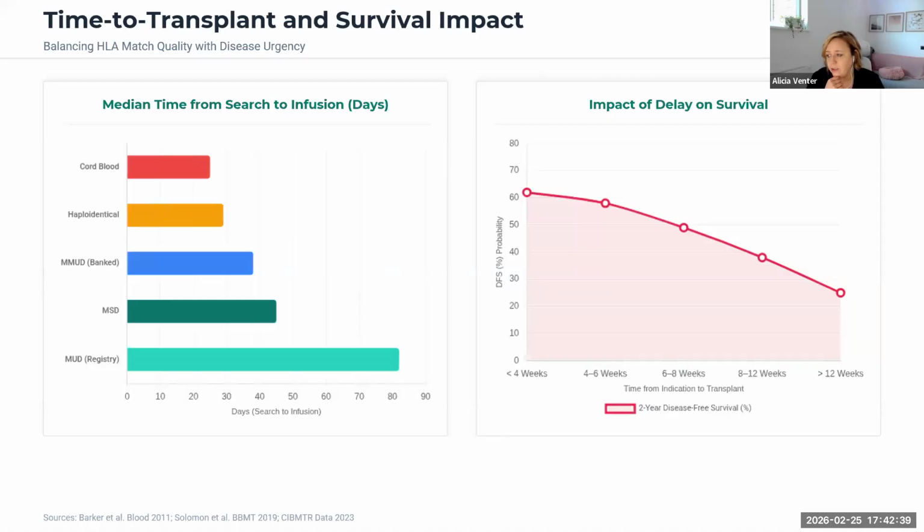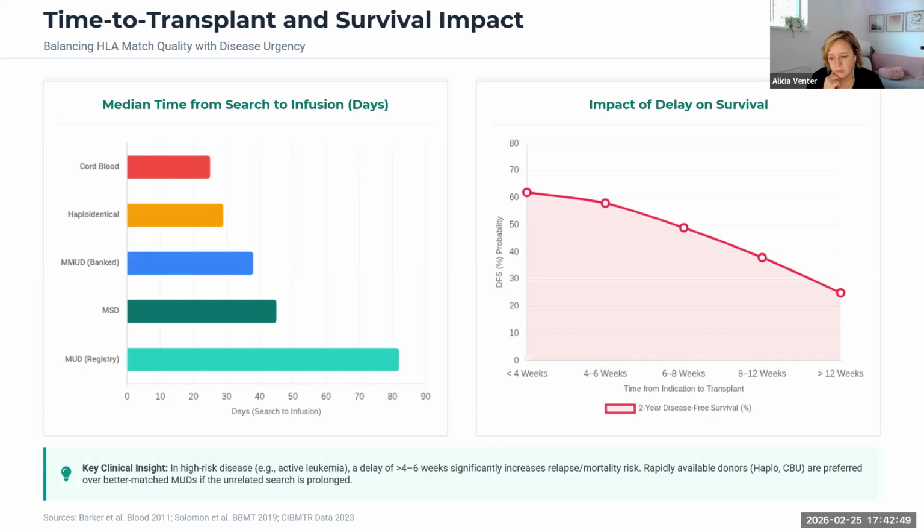When you have a really urgent patient case, you just can't wait. And the longer you wait, the more likely it is that the outcomes will be poor. So in high-risk disease, a delay of anything more than 4 to 6 weeks could significantly increase the relapse and mortality risk. Rapidly available donors are preferred over better matched unrelated donors if the unrelated search is prolonged. So something to think about.